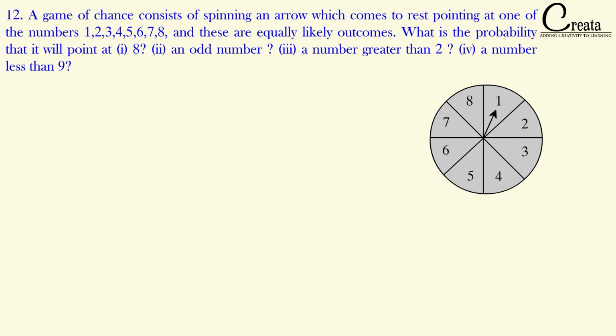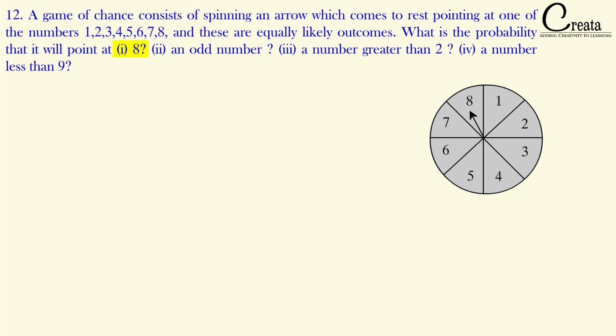A game is given in which we have to spin an arrow. This is the game and this is the arrow. This circular game or this board is having total 8 segments, and we have to rotate this arrow, and the arrow will rest at any one of the 8 segments or the 8 parts. And we have to calculate the probability of resting this arrow in different 4 scenarios. Let's take the first scenario, 8. What is the probability that this arrow will rest at number 8?